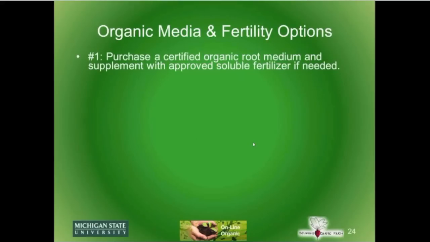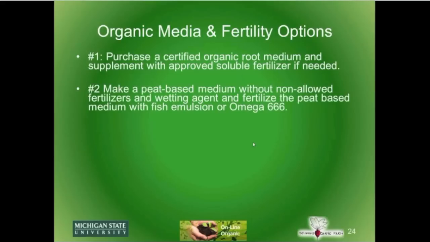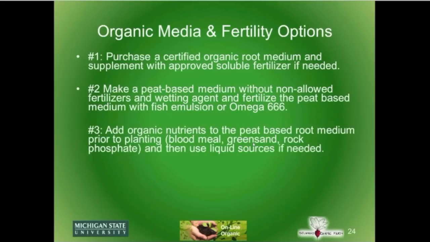This way I'm going to present this reflects somewhat how I learned how to grow organic transplants. Originally I was coming from the situation of growing with water-soluble fertilizers and peat-based media, and I started asking farmers, well, how do you grow transplants? At that point there wasn't much option about purchasing a certified organic root media, so I didn't learn that way. I learned more how to take simple peat-based media components and make something that was very simple and didn't have the non-allowed fertilizers and wetting agents in it, and then how to use fish emulsion or this omega 666 was the way that I first learned.